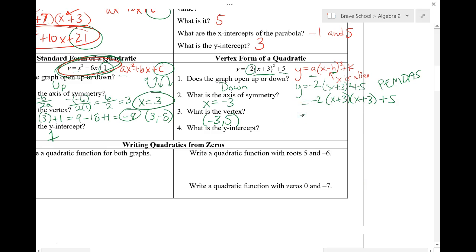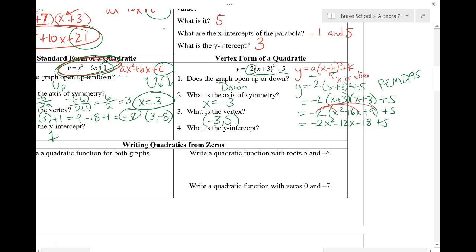So let's FOIL that. And remember, you can't distribute the negative 2 yet. Don't do that just yet. So let's FOIL the x plus 3 times x plus 3. So we get x squared plus 6x plus 9. Now let's distribute the negative 2. So now we get negative 2x squared minus 12x minus 18 plus 5. All I did there was distribute that negative 2, in case you're wondering.